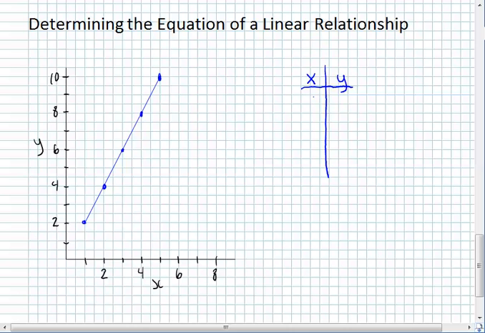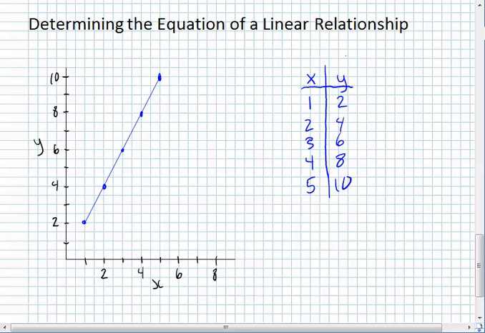Okay, but anyways, here we go. For X and Y, for X the first point is at 1, and then at 2, and then at 3, 4, and 5. And then the Y values start out at 2, and then go to 4, and continue on like that. So I think it's pretty easy to see here what the relationship is.